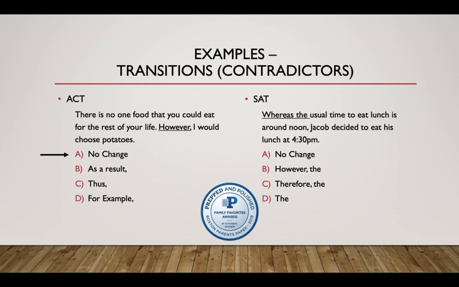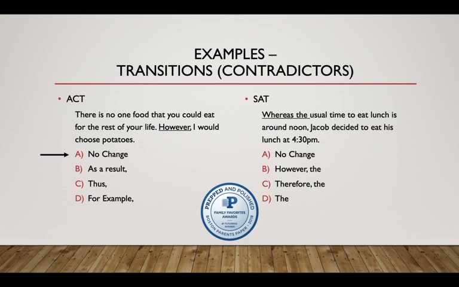If I ignore the transition, the usual time to eat lunch is around noon. Okay. Is what's coming after a contradictor? Jacob decided to eat his lunch at 4:30. Yes. But which answer do we choose here, A or B? This is a common question that can show up on the SAT a lot of the time, and students sometimes get really confused as to which one is actually more correct. Here's the thing. I look at the whole sentence. So why is that comma after the word noon?